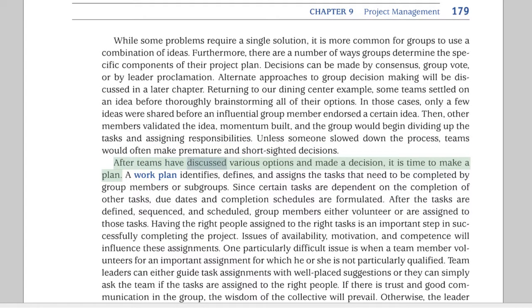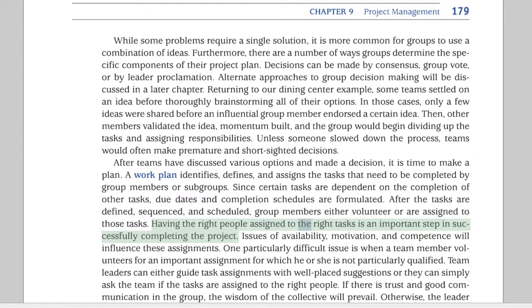After teams have discussed various options and made a decision, it is time to make a plan. A work plan identifies, defines, and assigns the tasks that need to be completed by group members or subgroups. Since certain tasks are dependent on the completion of other tasks, due dates and completion schedules are formulated. After the tasks are defined, sequenced, and scheduled, group members either volunteer or are assigned to those tasks.